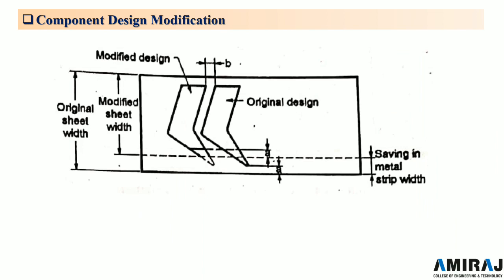So if this edge could be slightly trimmed as shown in the figure by the dotted line, this is the shaving in the metal strip width. We will make the part only in this shape up to this, not completely in a wedge shape. We will trim this portion as shown by the dotted line. The width of strip required can be reduced.